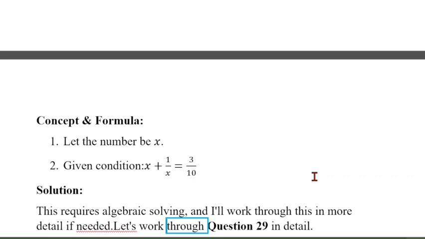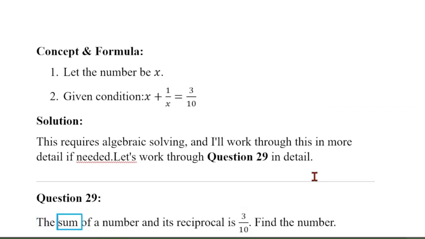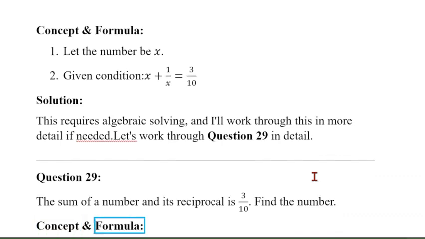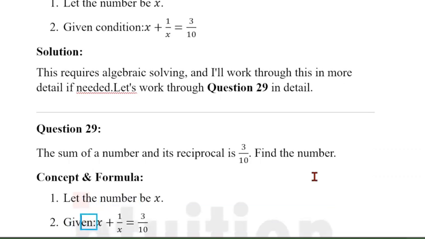Let's work through question 29 in detail. Question 29. The sum of a number and its reciprocal is 3/10. Find the number. Concept and formula. 1. Let the number be x. 2. Given: x plus 1 over x equals 3/10. 3.